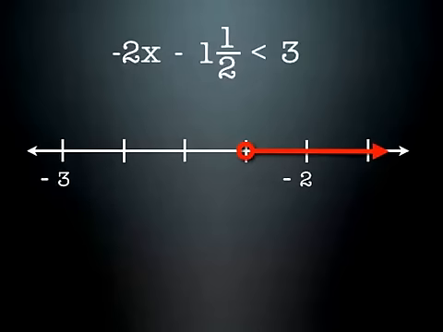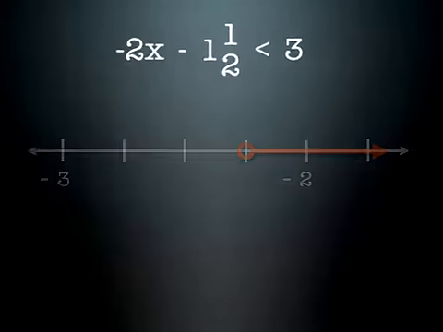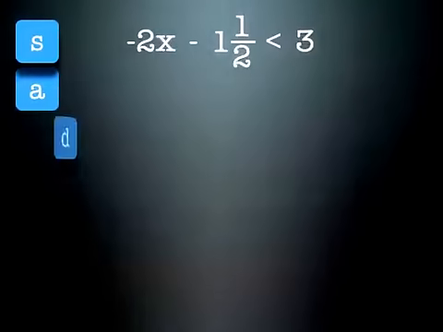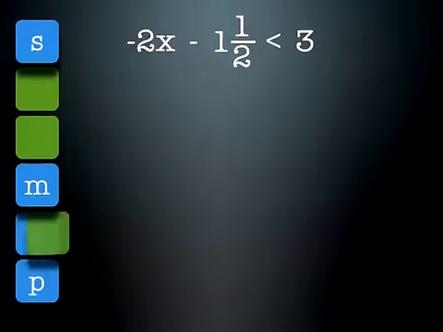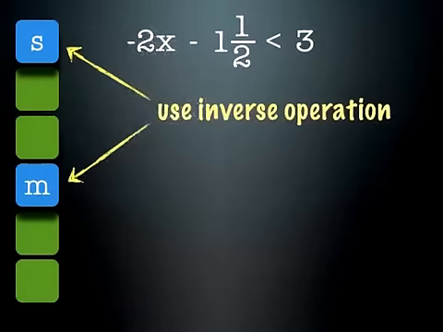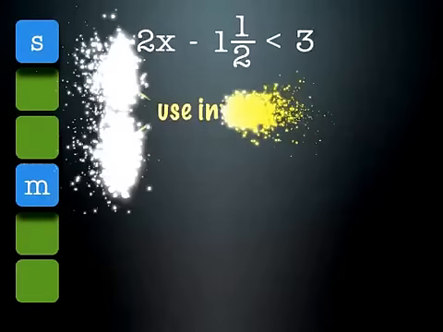Here's the solution to the last problem. The variable is greater than negative 2 1/4. How I go about solving this: this is a two-step inequality. So the first thing I need to do is the inverse of subtraction, and then the second thing I'll have to do is use the inverse of multiplication, which is division.